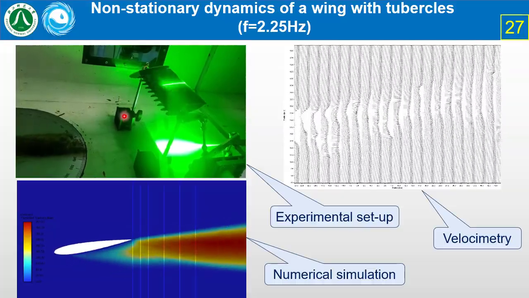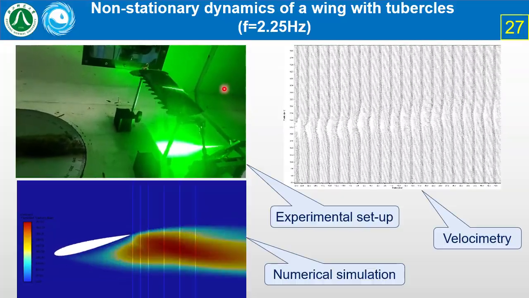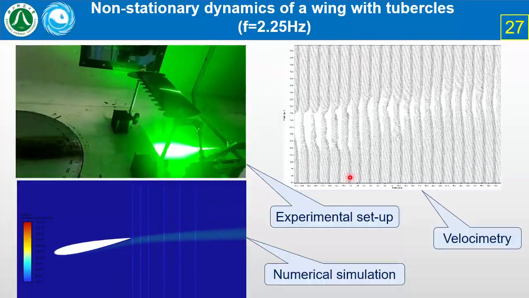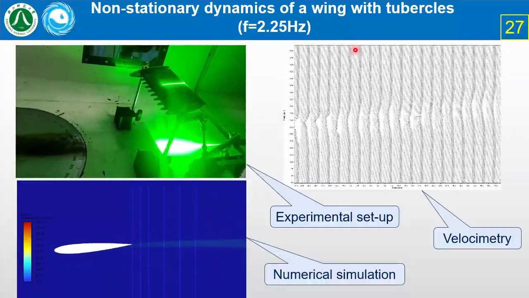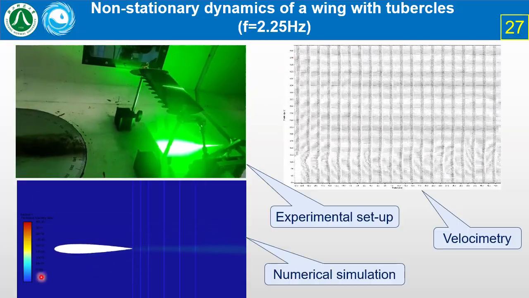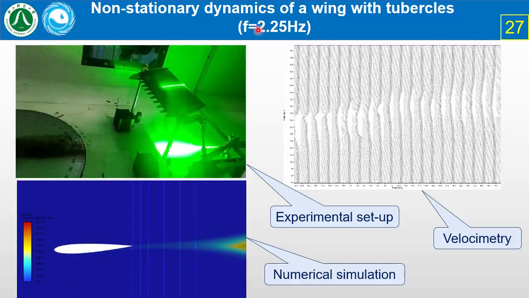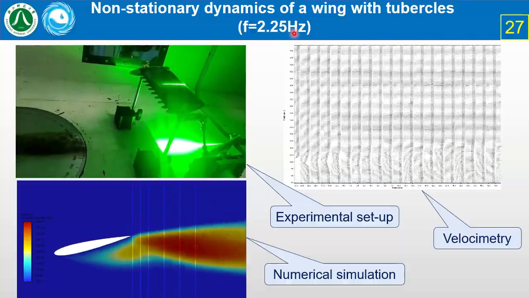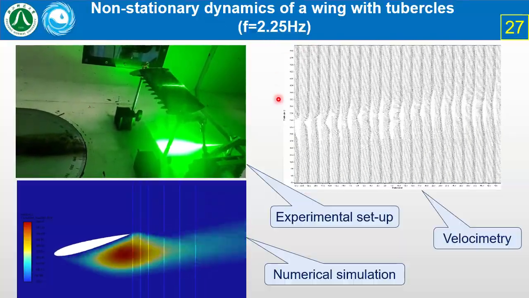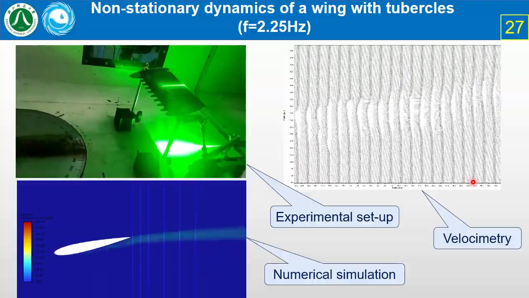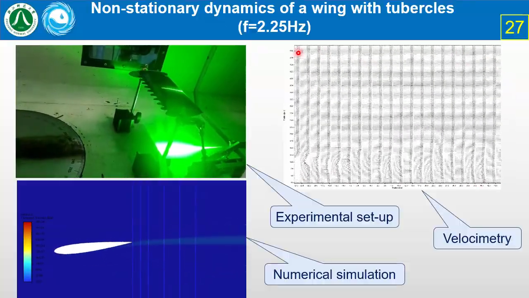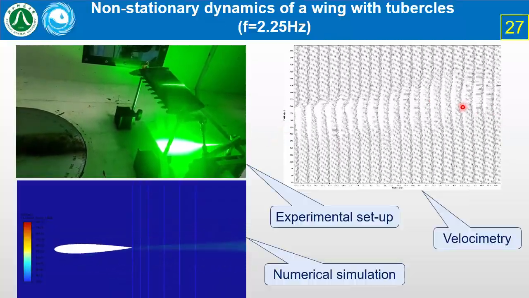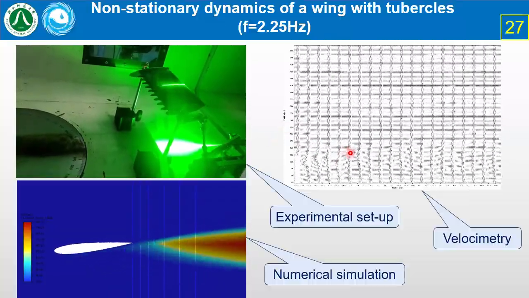This slide illustrates the non-stationary periodic dynamics of a tuberculate wing, together with the results of velocimetry in the wake region and the corresponding numerical simulations. The frequency of these oscillations is 2.25 Hz. And you can see that even in this case, the velocimetry of the wake region is quite informative from the point of view of the change of location and change of thickness of the wake zone.